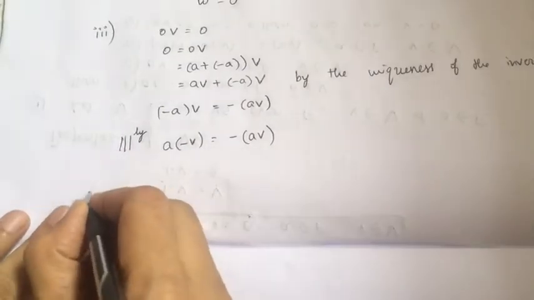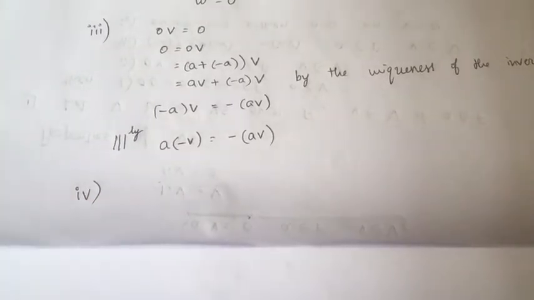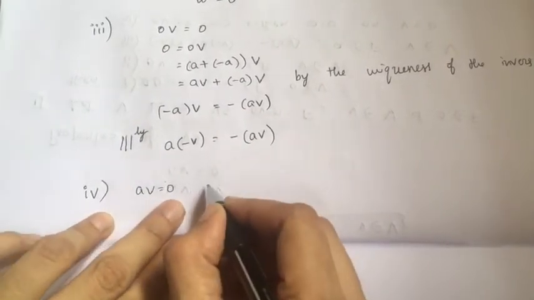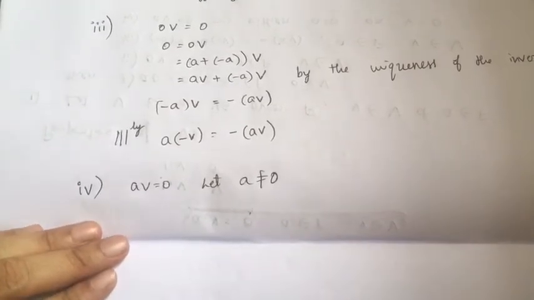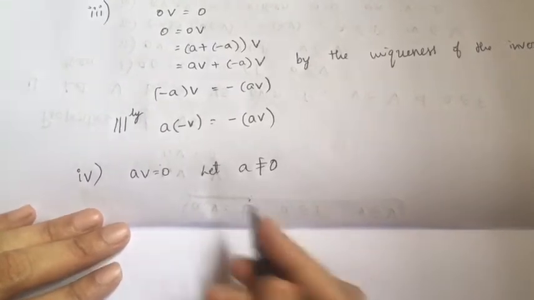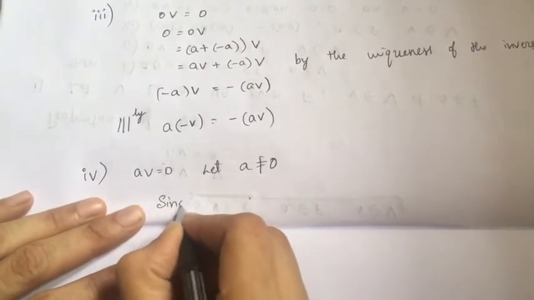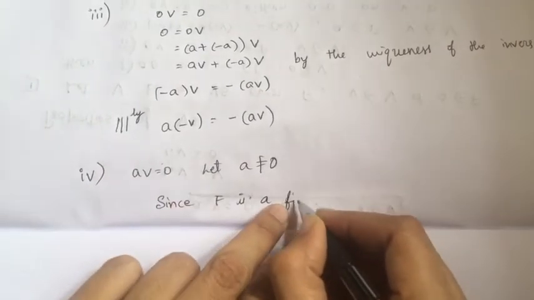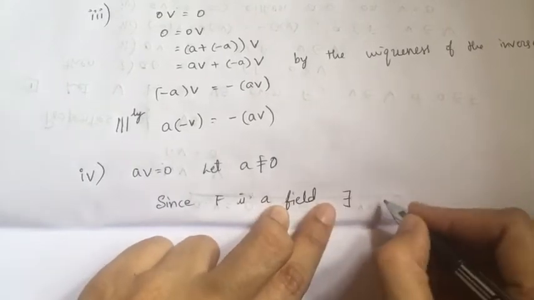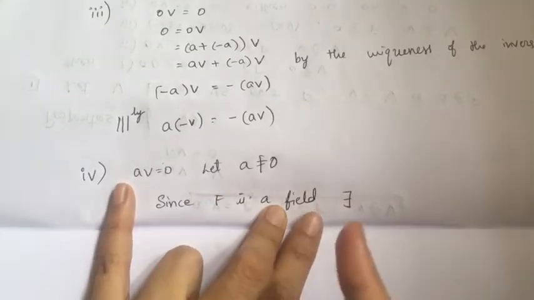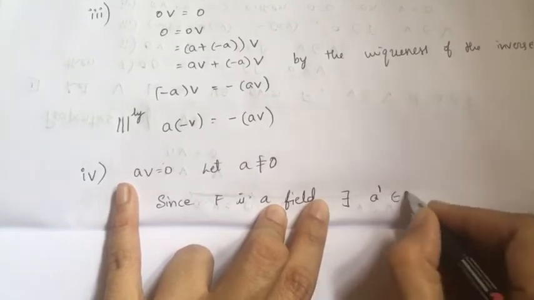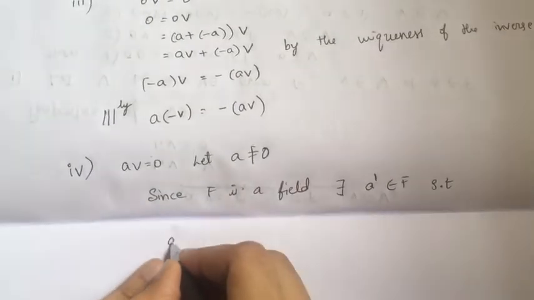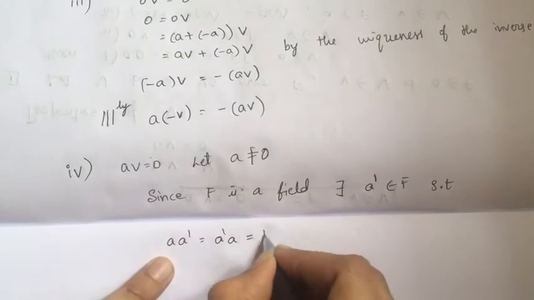And the fourth property, I have to prove AV equal to 0 implies either A equal to 0 or V equal to 0. So let me take AV equal to 0 and let A be not equal to 0. Then I have to end up with V equal to 0. Since F is a field, there exists an element A dash in F such that A into A dash is same as A dash into A, which gives me the identity.